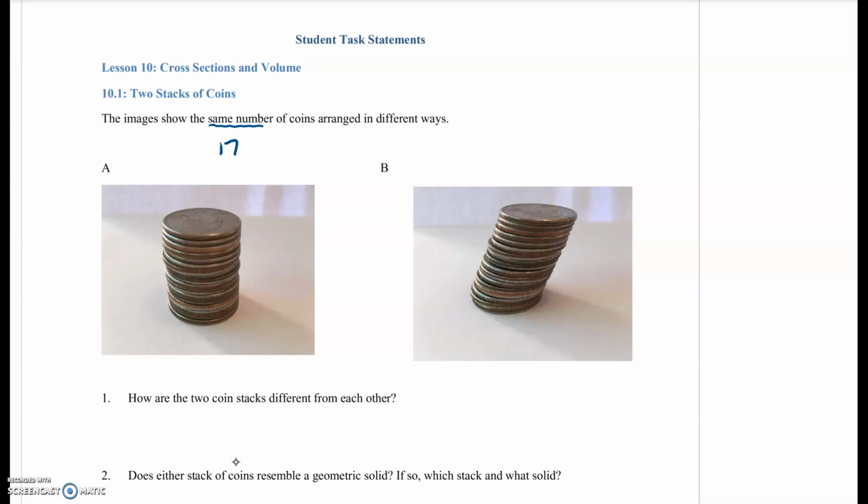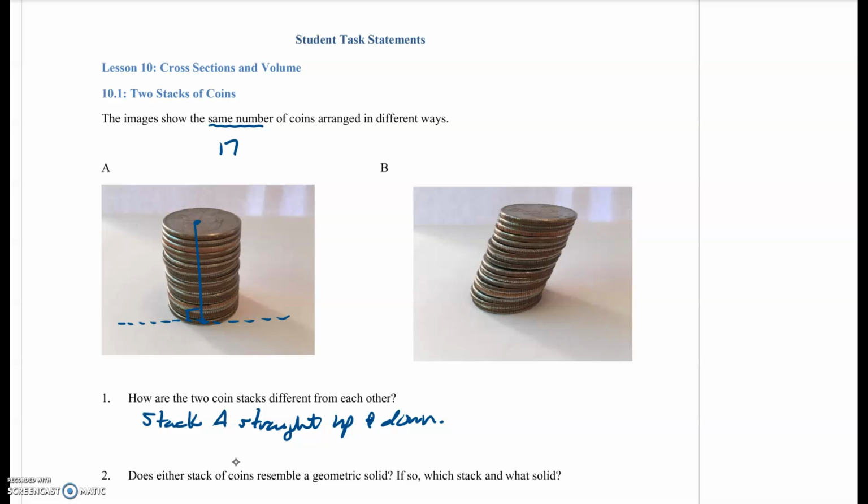17 quarters in each stack. So the first question, just looking at the pictures, how are the stacks different from one another? Well, stack A is straight up and down. So what does that mean? Well, that means that if I take the top of the stack and the bottom of the stack and assume that the bottom of the stack is lying flat on the table, this is going to form a right angle. Okay, so stack A is straight up and down.